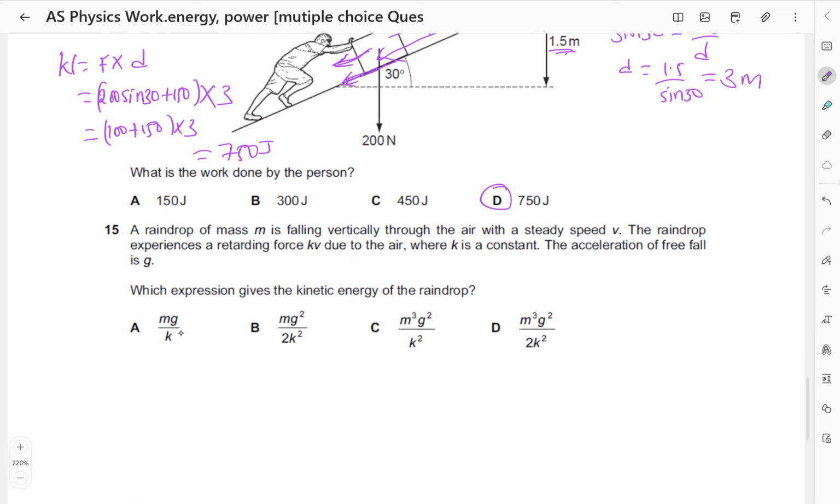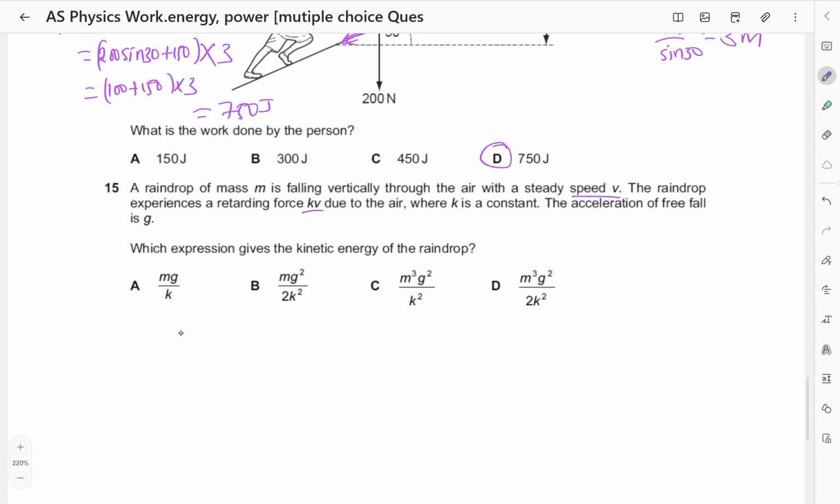A raindrop of mass M is falling vertically through the air with a steady speed V. The raindrop experiences a retarding force, KV, due to the air, where K is a constant. The acceleration of free fall is G. Which expression gives the kinetic energy of the raindrop?